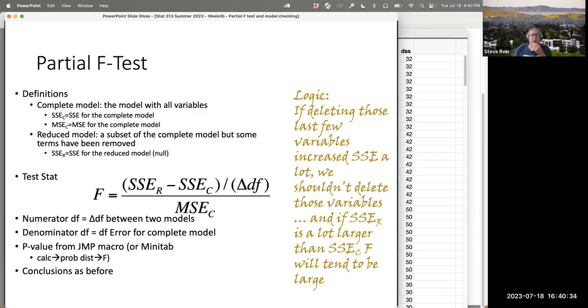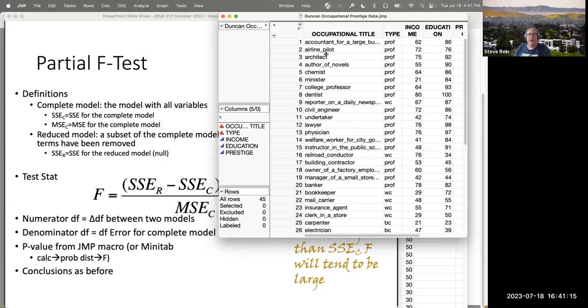And let's go ahead and try this here in the context of a different data set. Let's go ahead and use the data set that you've been plugging away at, Duncan's data on the occupational prestige. Okay, so occupational prestige, D for Duncan. There we go. Okay, here we go. There is the data that we have.